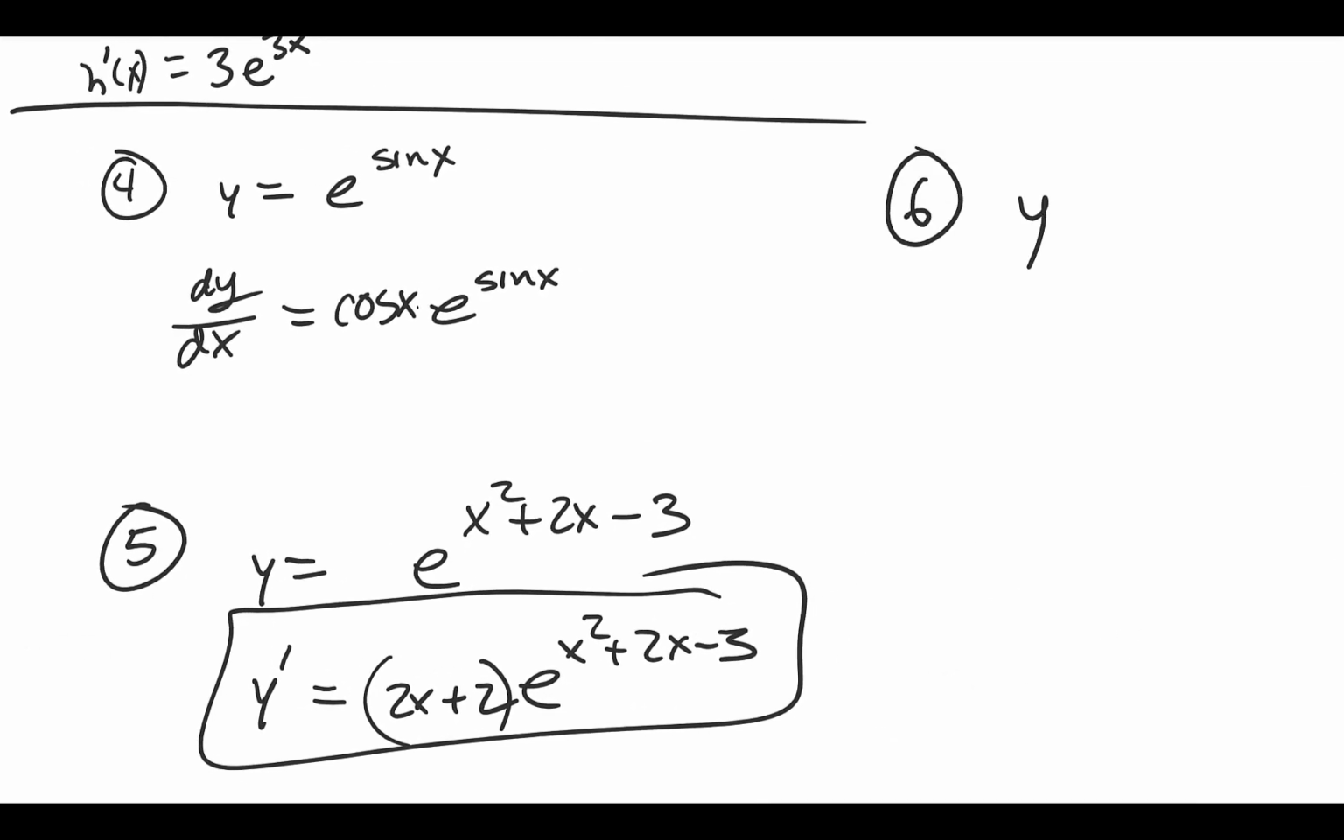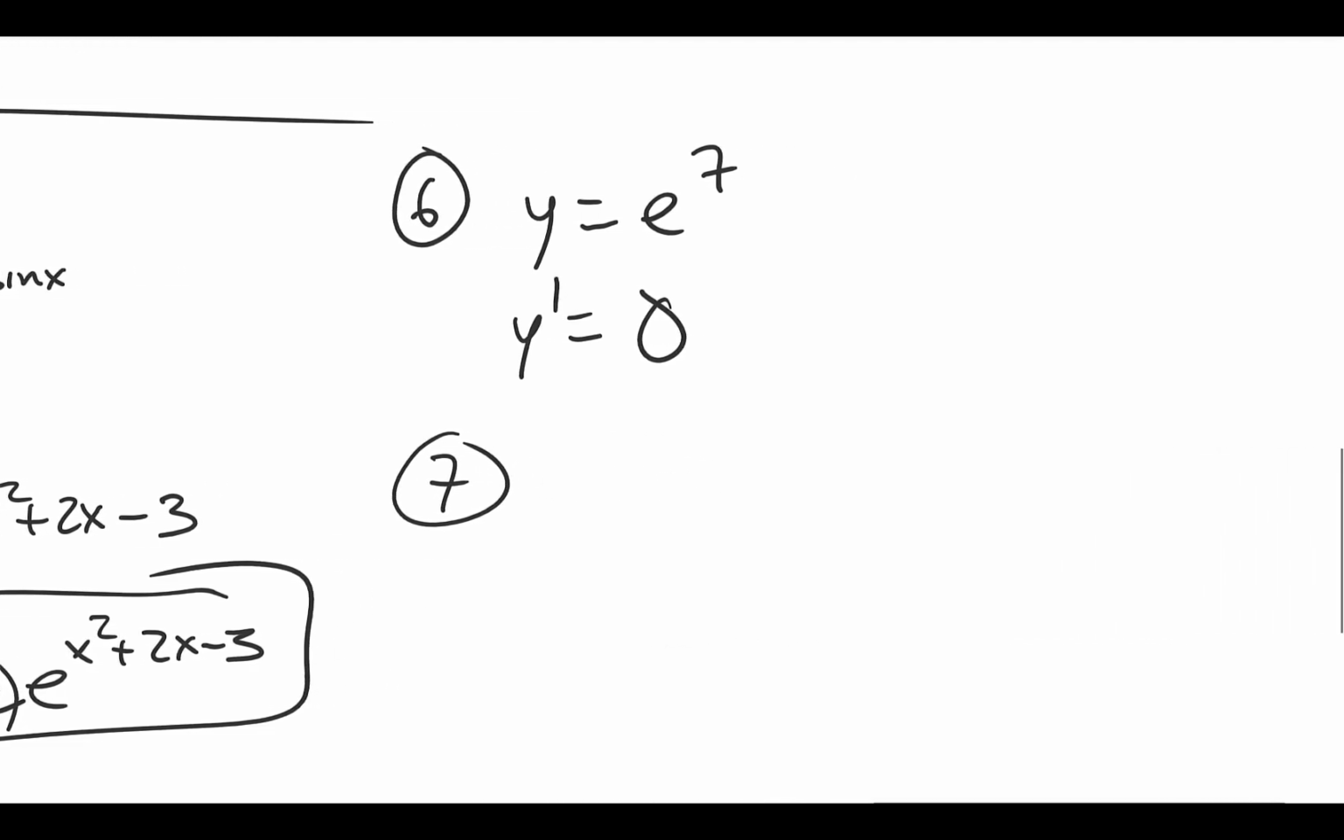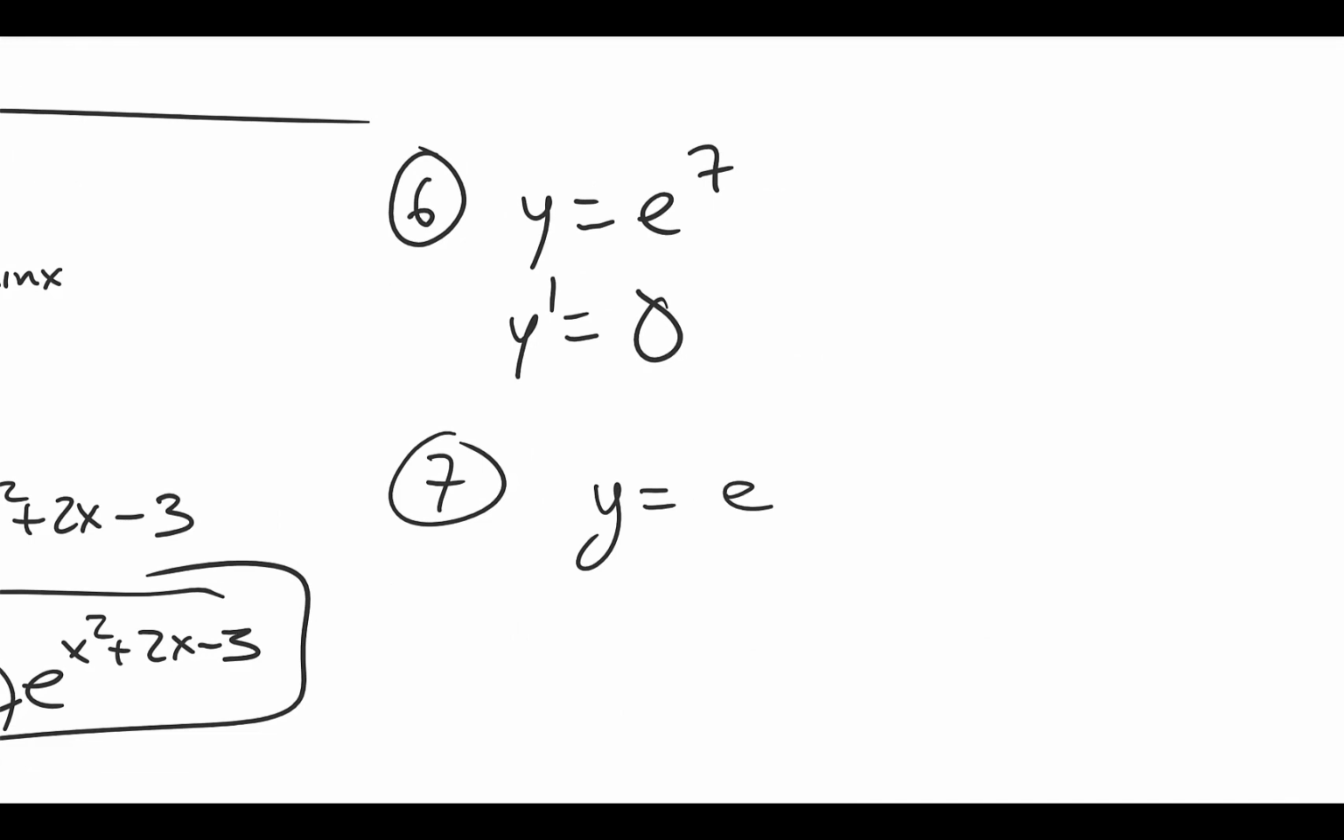So now this one. Y is equal to e to the 7. So the derivative of that one's going to be 0. All right. Sorry. It's just a constant. Now, y is equal to e to the sine of x times cosine of x.